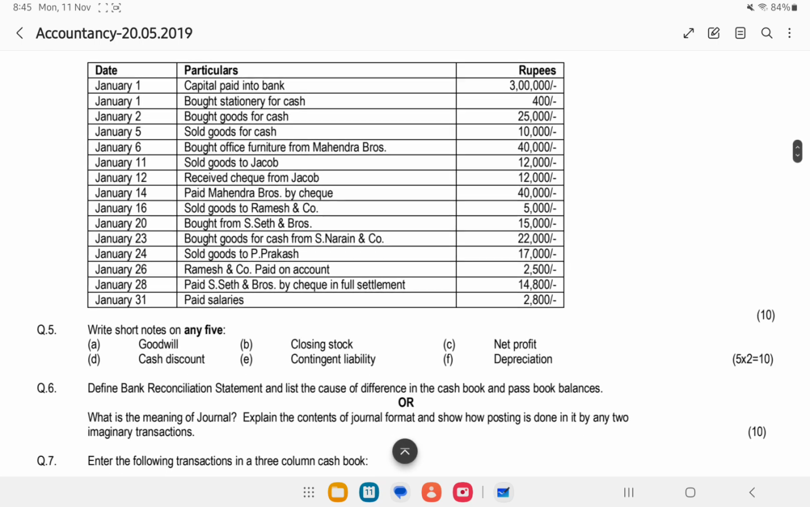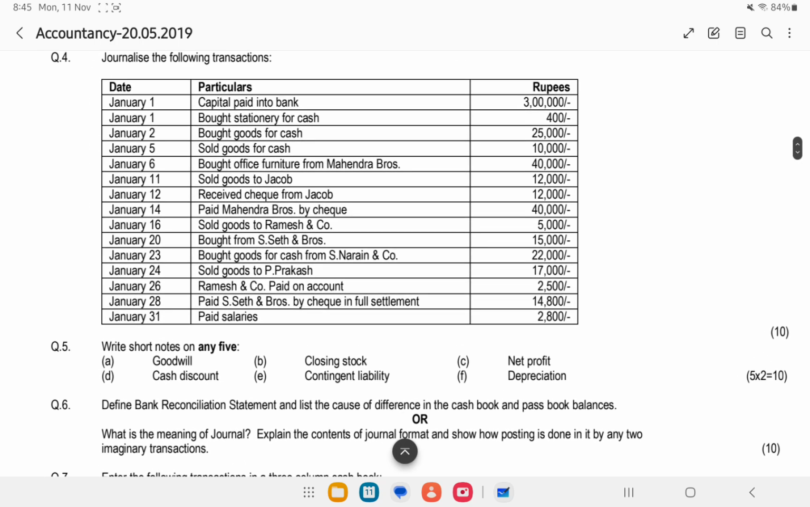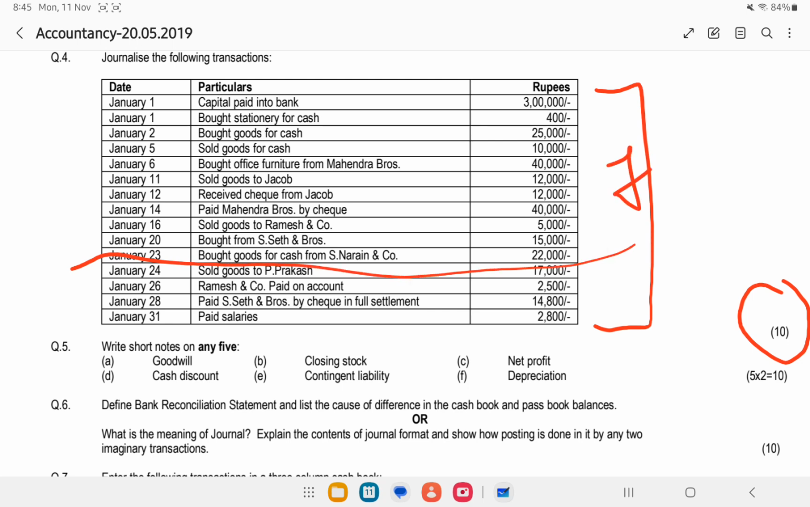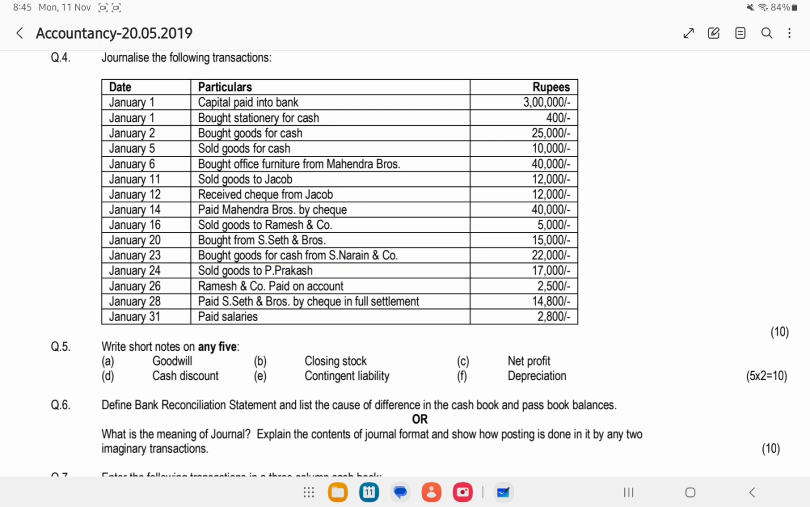And here is one question you can expect. You will be given a number of transactions and you will be asked to write journal entries. Since this is a 10-mark question, you have a huge number of journal entries. For your 6-mark question, you can expect something. 75% of this question you can expect. Okay, we should just see what they would ask.